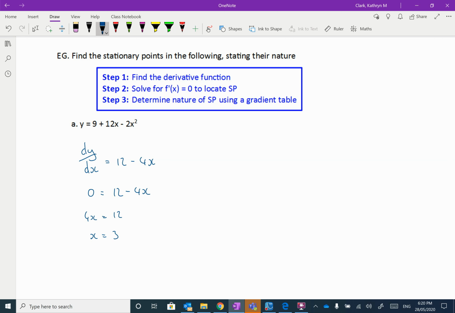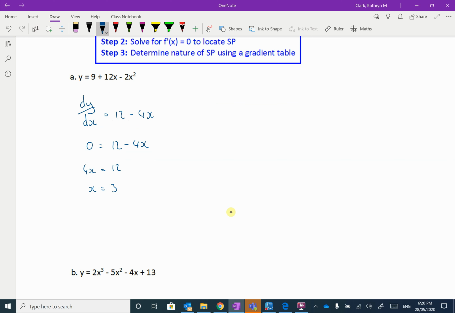So we know at x is 3, I'm going to have a stationary point of some nature. And by substituting that value back into our original function, we can find the corresponding y-coordinate as well. So that's 27. Alright, so my stationary point is occurring at (3, 27).